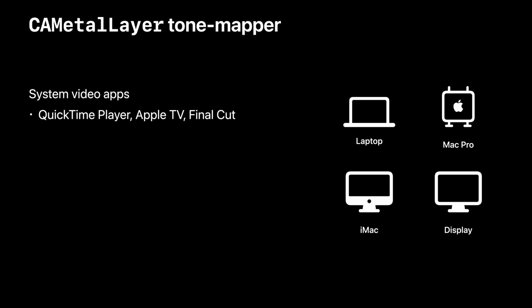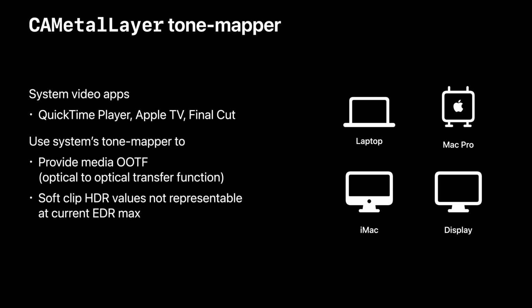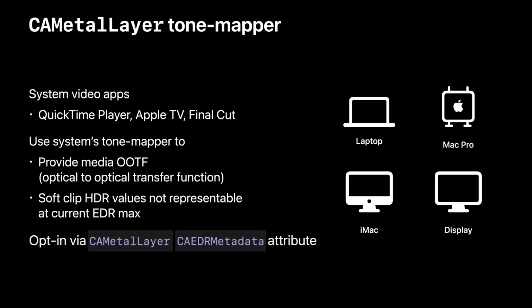To complete our discussion of tone mapping, we will briefly explore the CAMetalLayer tone mapper. This is of interest for pro apps that author and render HDR video, such as HLG and HDR10, to project-based HDR mastering parameters. System apps, as well as apps employing AVPlayer, as we've already described, use the CAMetalLayer tone mapper to provide media-specific optical-to-optical transfer function and soft clip for HDR values that would otherwise not be renderable. The CAMetalLayer tone mapper is enabled via the CAEDRMetadata attribute and is available on macOS.